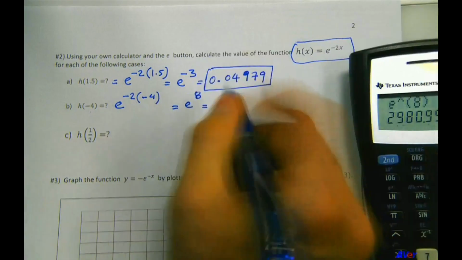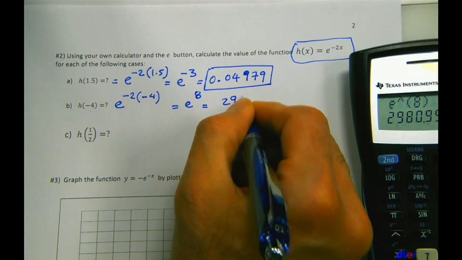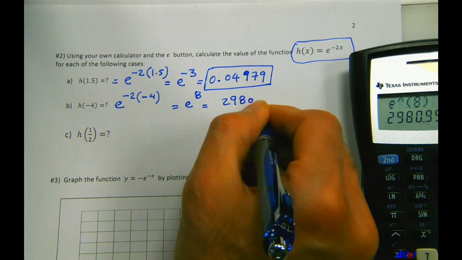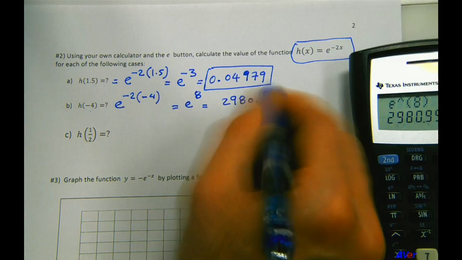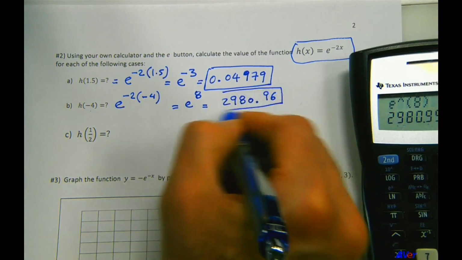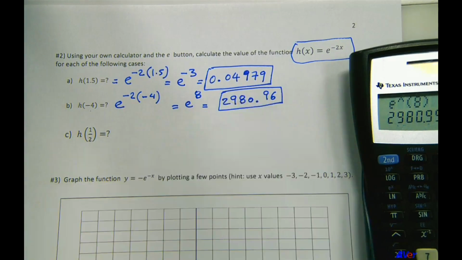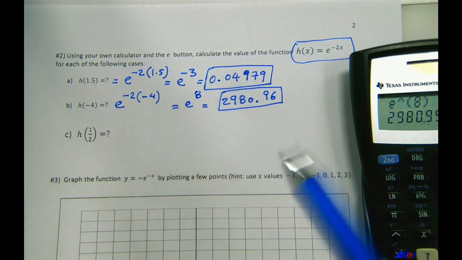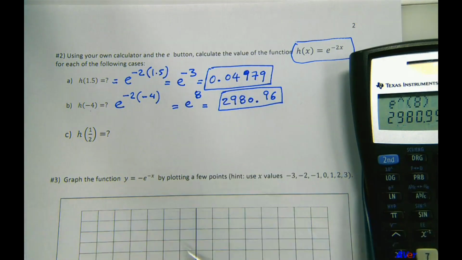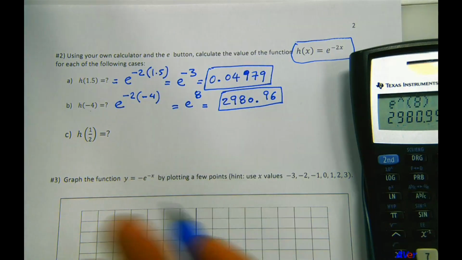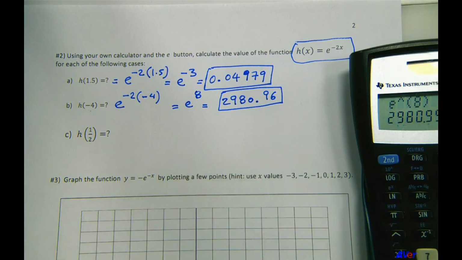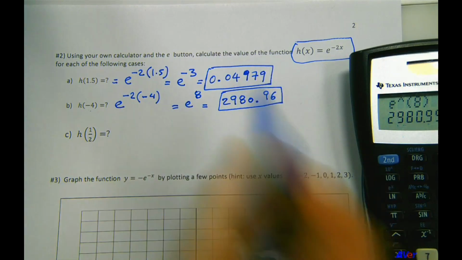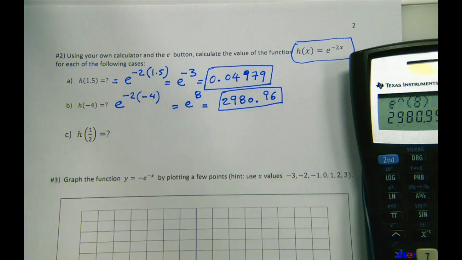So 2,980.96. Okay, like that. So I hope you're able to get the same results from your calculator. That's what this exercise is all about. So please, whatever calculator you have, take it out of your backpack and use it, and make sure that you can work with these buttons and get these values.